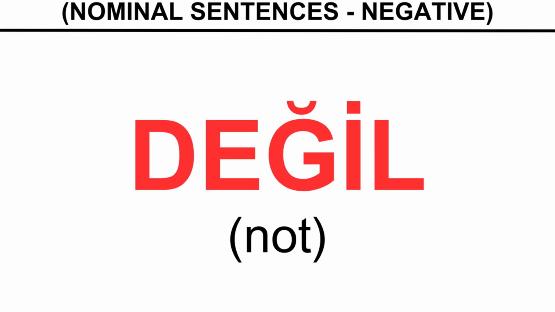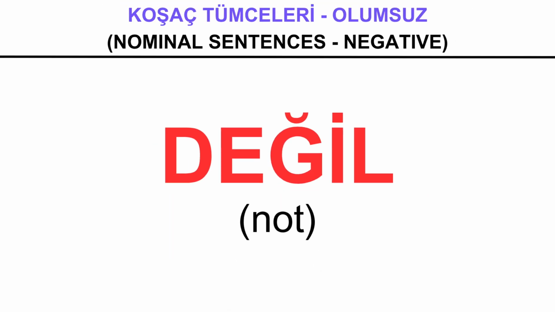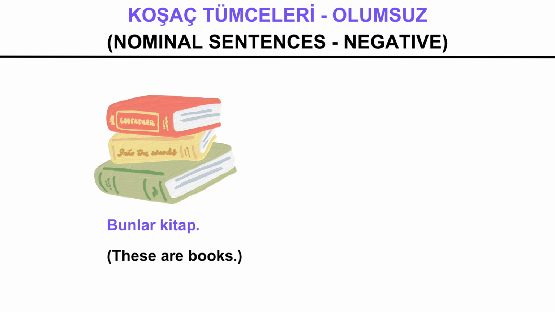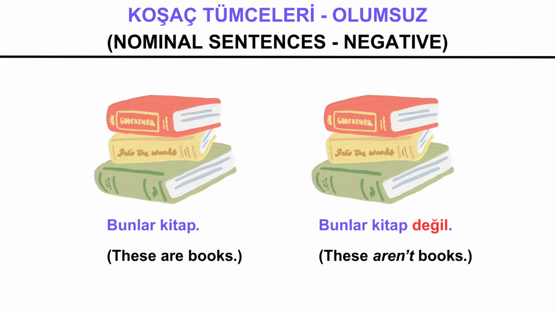So our negative word in nominal sentences, if you have watched my previous videos, you know it is değil, right? Değil. So for example, what we have done in the previous videos, when we learned bunlar kitap, right? Bunlar kitap, these are books. When we want to say these aren't books, how do we do that? Bunlar kitap değil.